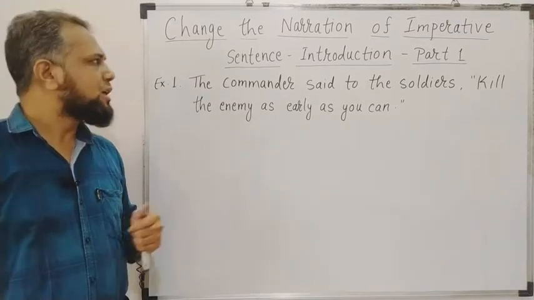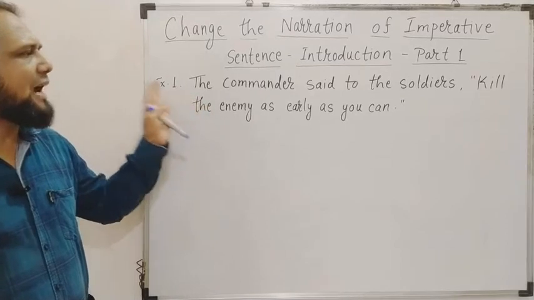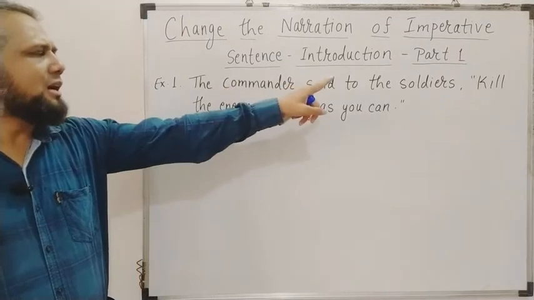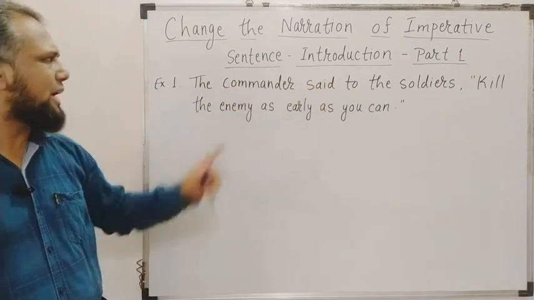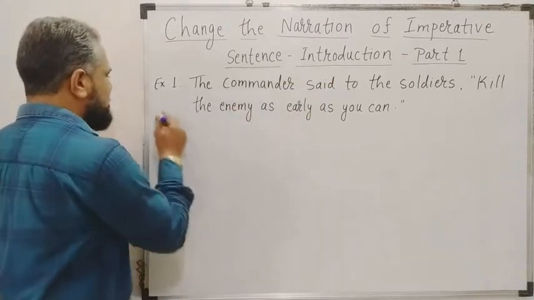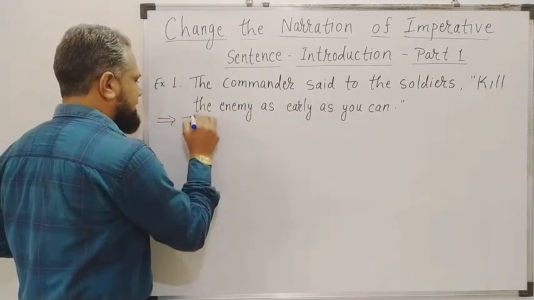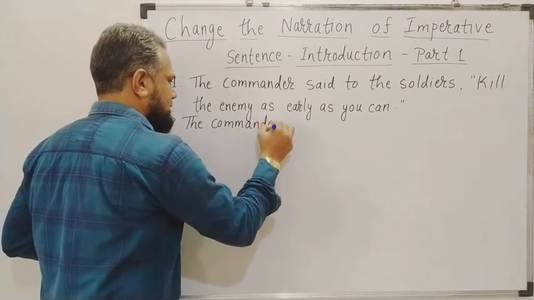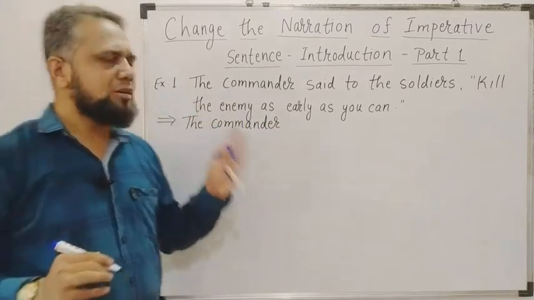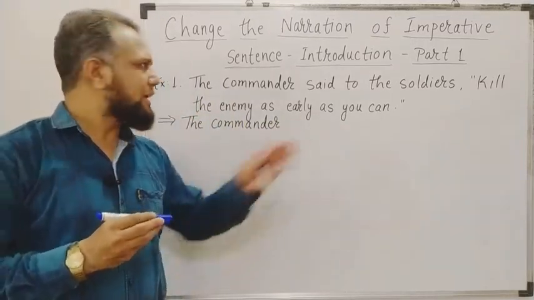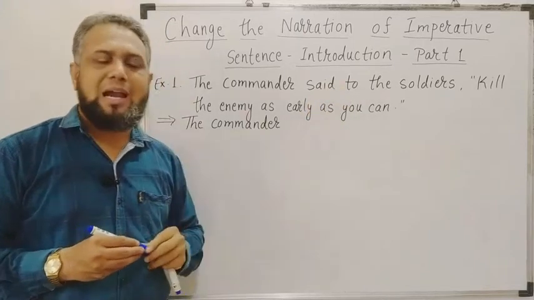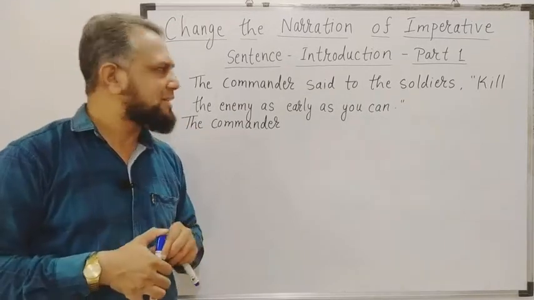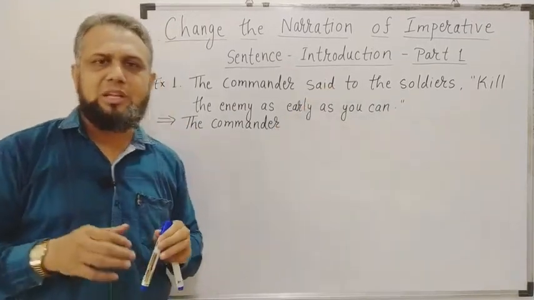So we have to follow the rules. The first rule says that start the sentence with the word which refers to the speaker. Who is the speaker who has said kill the enemy as early as you can? The commander. So we have to use these words, the commander. Now there is the reporting verb said to, and we have to use commanded, ordered, requested, begged or advised in place of this reporting verb.